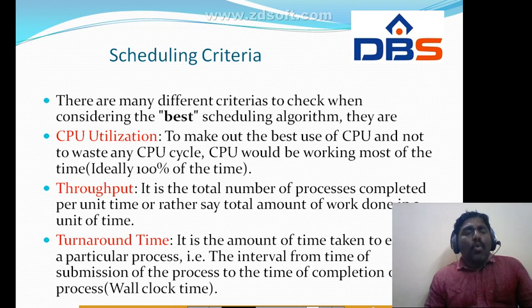Next one is throughput. So what is meant by throughput? It is the total number of processes completed per unit time. Per unit time, how many processes we are going to complete, we can call it throughput.